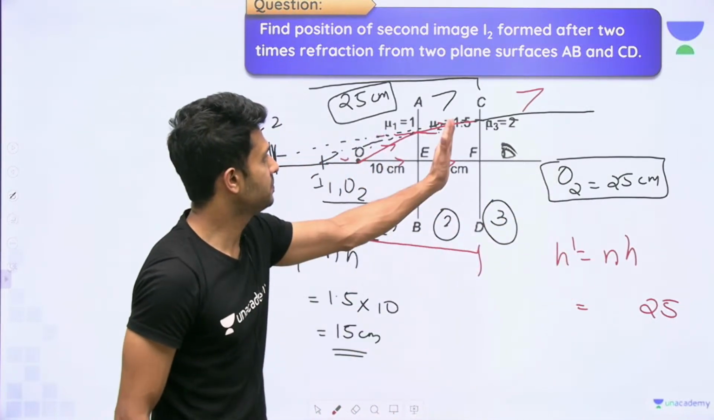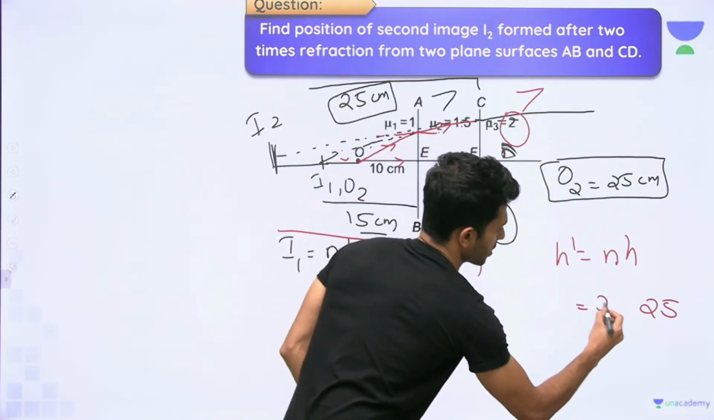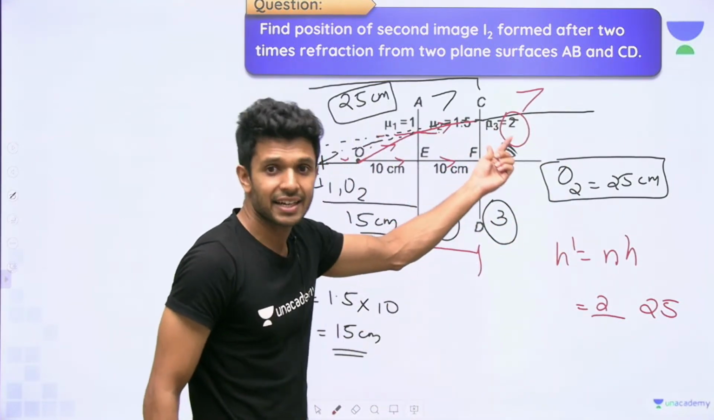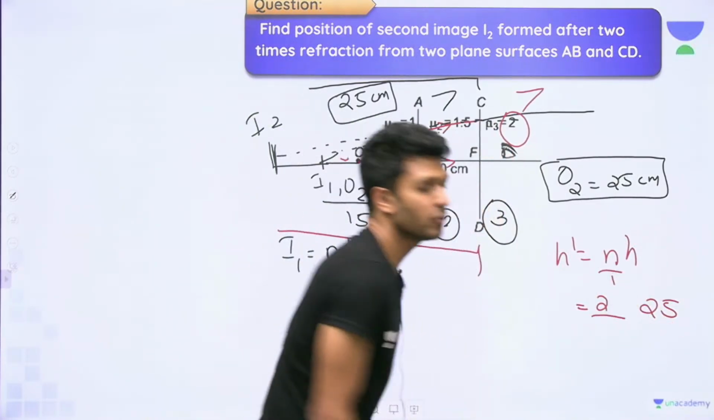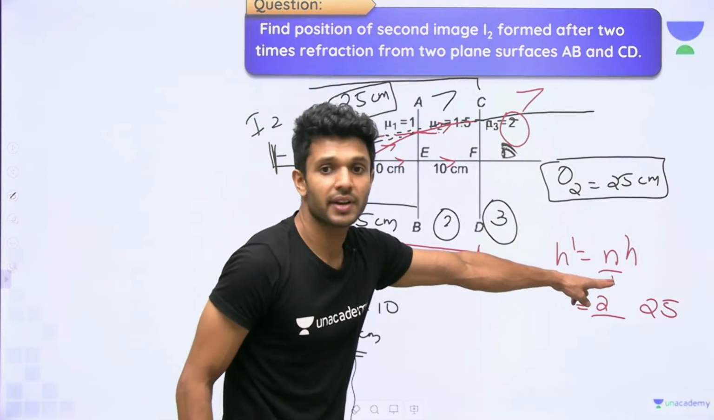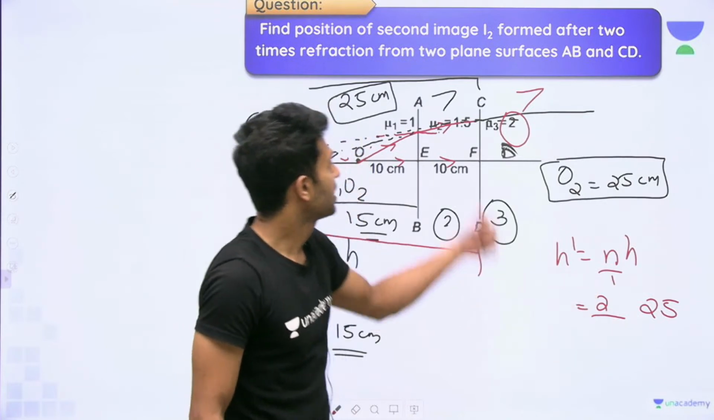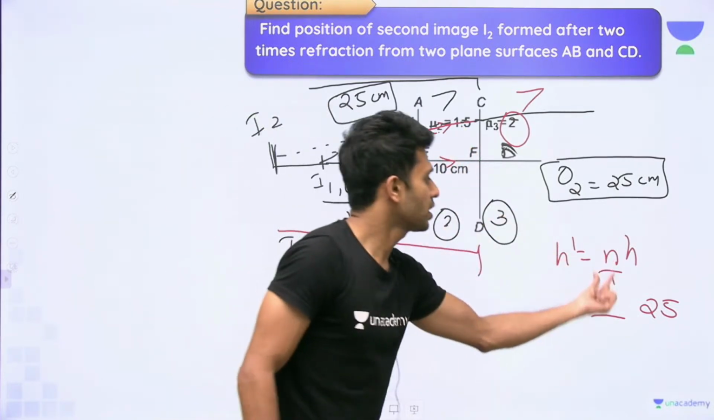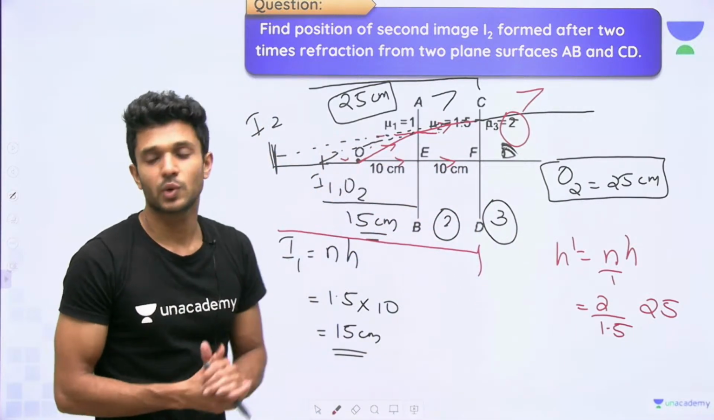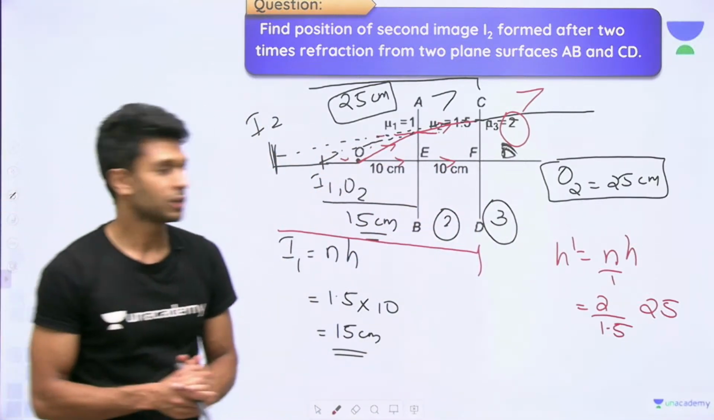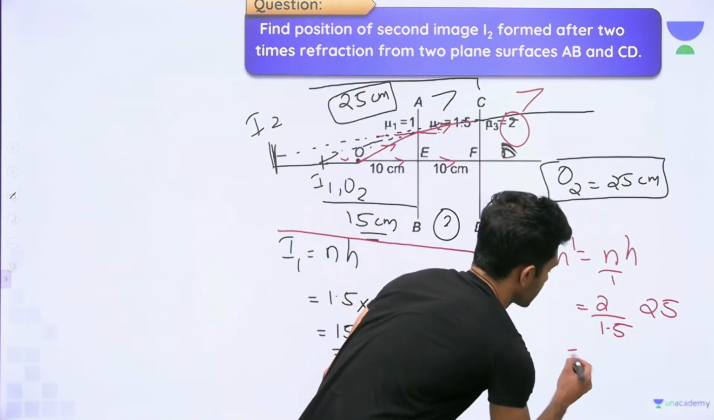Now look, once you talk about n, don't simply write it as 2, because though we were writing n times h, it was actually n by 1. What was this 1? It is the refractive index of the rarer medium. In all the cases it was air, but here it is 1.5. So instead of n by 1, it is n by refractive index of the rarer medium, which is 1.5. Don't forget to substitute this, which will give you the final answer.